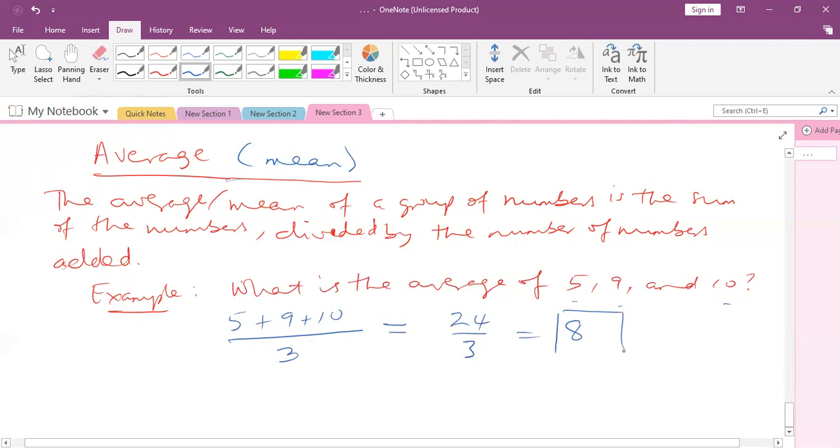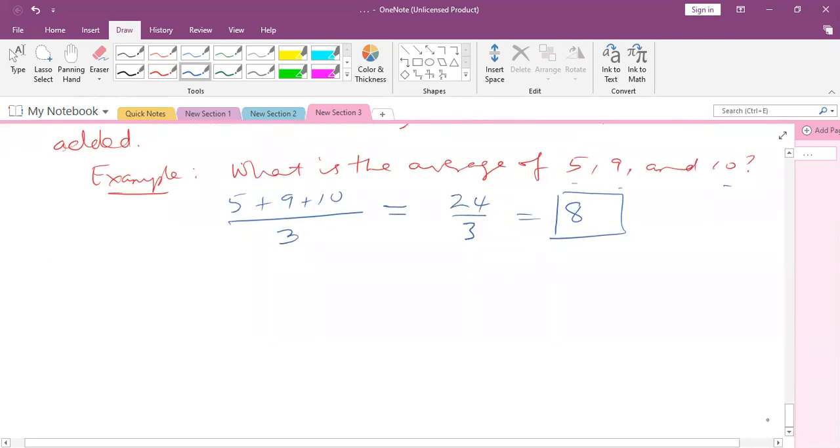So what does this mean? This means that if you take the numbers and divide them equally, each one is going to be 8. That's the mean, or average. So this is one way you could have the question.